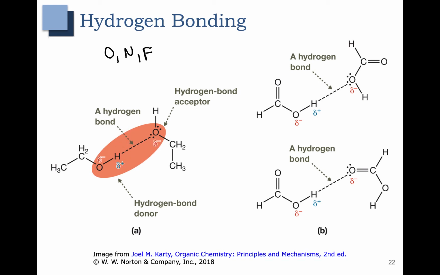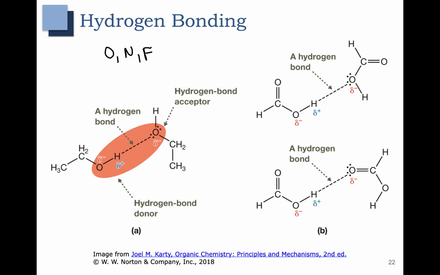You'll see the terms here, hydrogen bond acceptor, which is referring to the atom that has the lone pair, and hydrogen bond donor, referring to the atom that has the hydrogen. In this interaction, the hydrogen has a delta plus, or a partial positive charge, and the atom that the lone pair is on has the delta minus, or the partially negative charge.